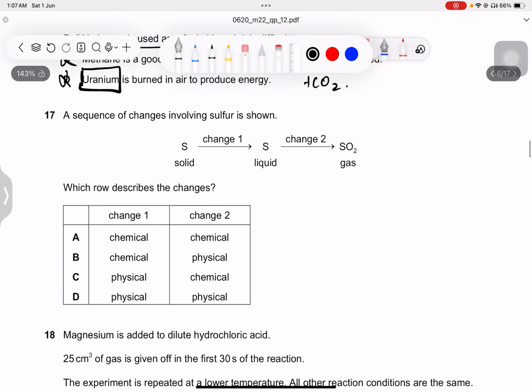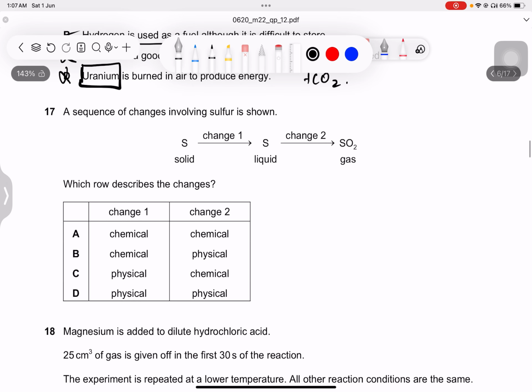A sequence of changes involving sulfur is shown. Which row describes the changes? So from here, the only change is solid to liquid, and the sulfur chemically does not change into anything. So this is a physical change. Only the state is changing, solid to liquid, which means melting. So change one is physical, no chemical change.